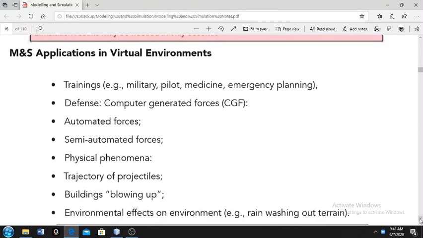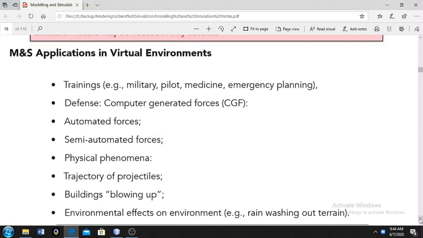We have training, for example military, pilot, medicine. Medicine is very important. We have simulation tools which enable a medical student to simulate an operation. Doing it on a real human being can be super risky, and even on animals, sometimes people defending the environment make noise. To avoid all this, you can use simulation.